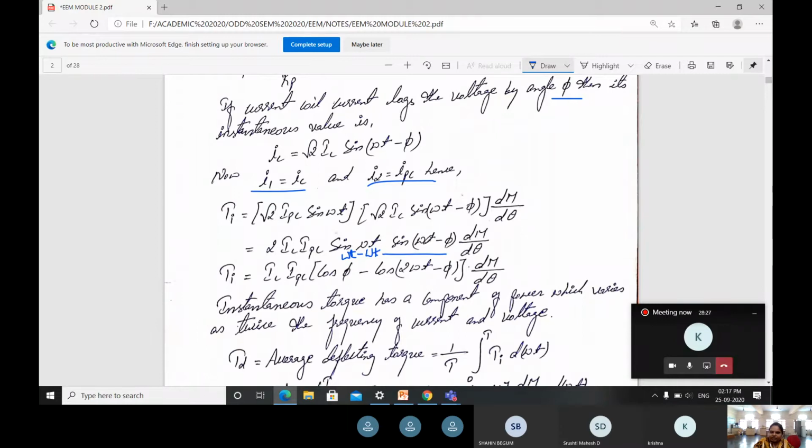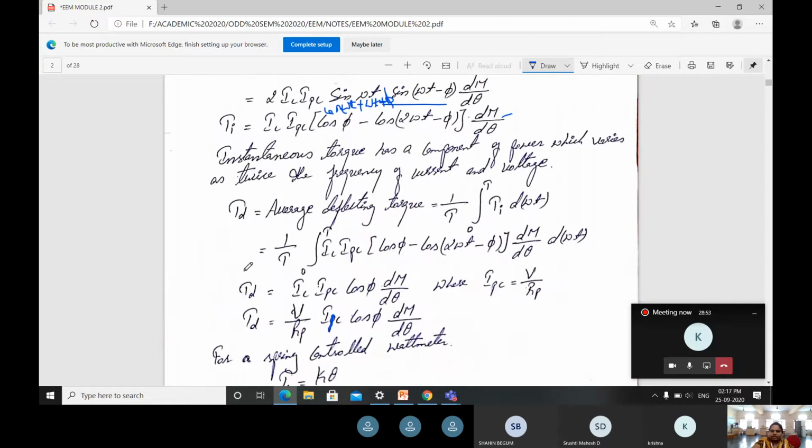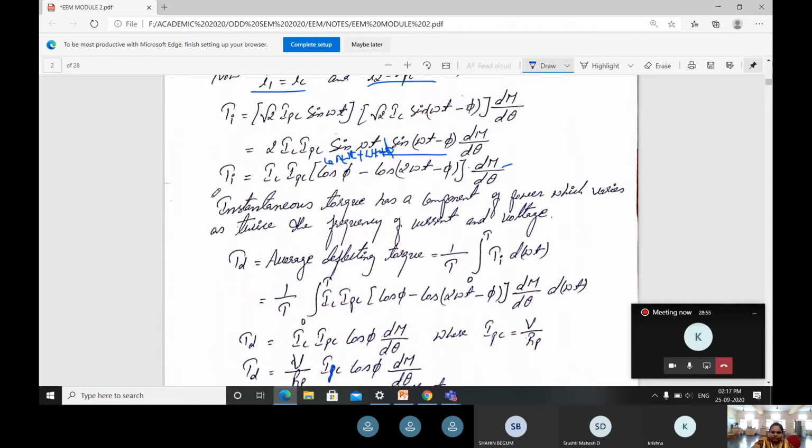I am directly multiplying here. Omega t minus of minus is going to be plus pi. This is of cos. What will you be getting? Omega t cancels, you will be left with cos pi. In the same way, instead of minus, it's going to be a plus value: cos of 2 omega t minus pi, into dm by d theta. Then we have got our torque expression.